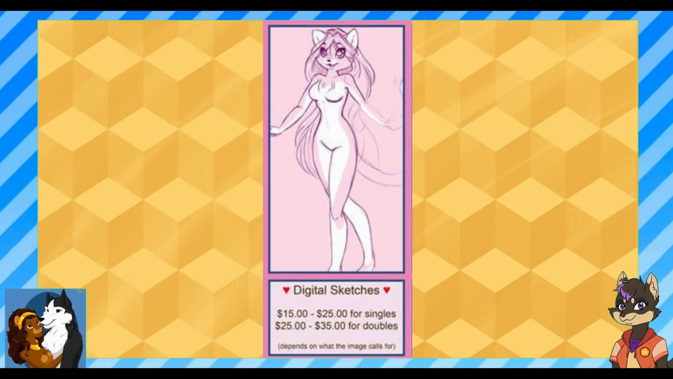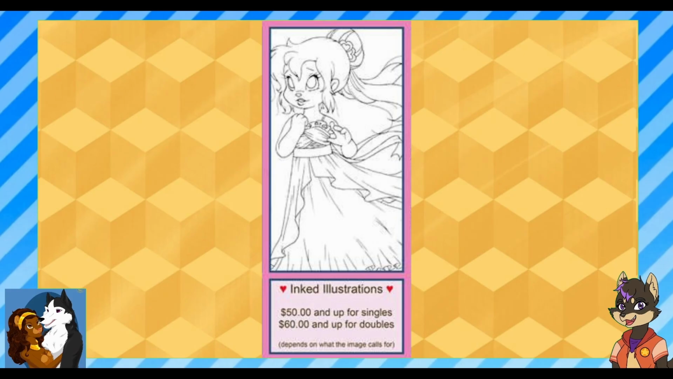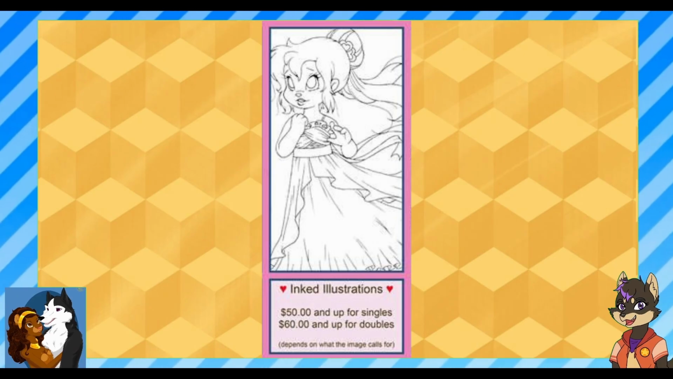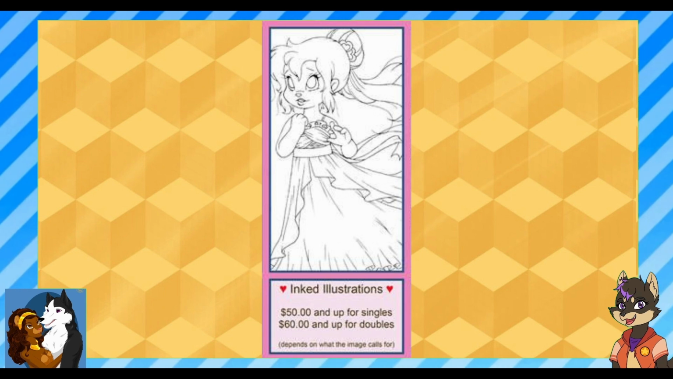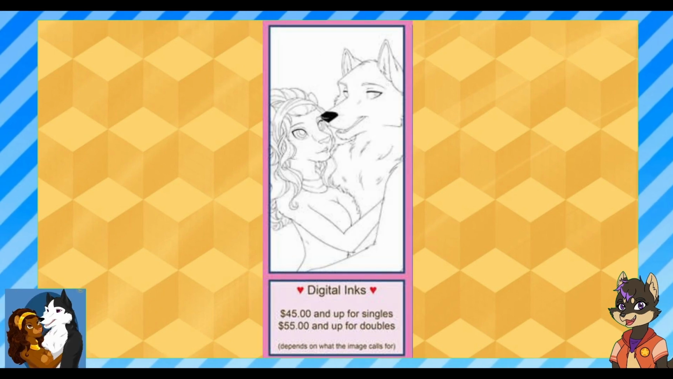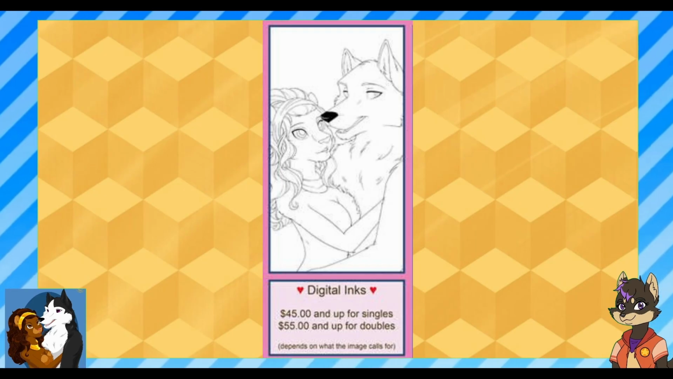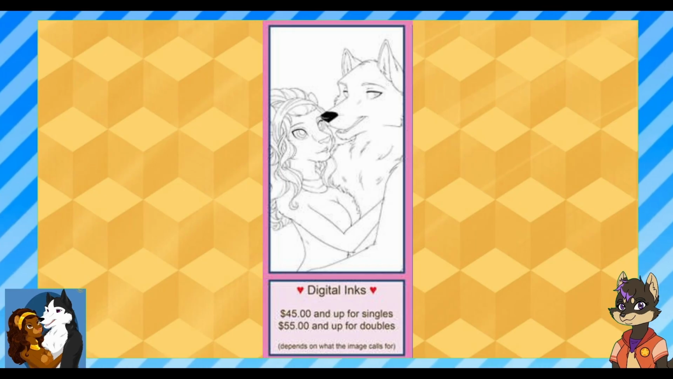Next is ink drawings. If it's hand ink drawings, it's a little more because I can't make a mistake. You can edit, but only so much, and usually with ink drawings, people actually get the original also. With digital inks, I charge a little bit less because I can adjust things.